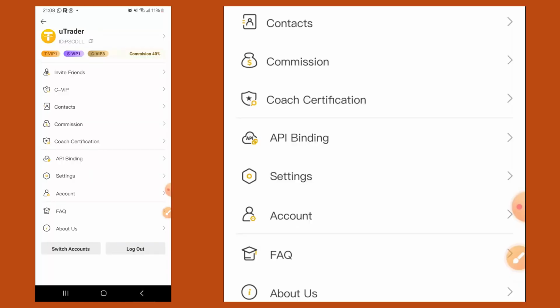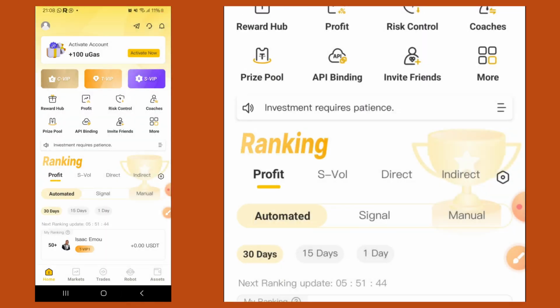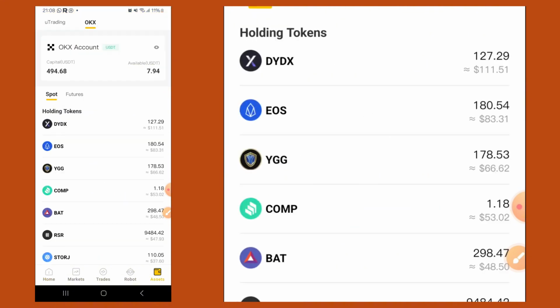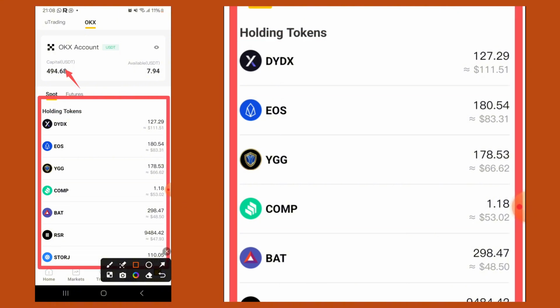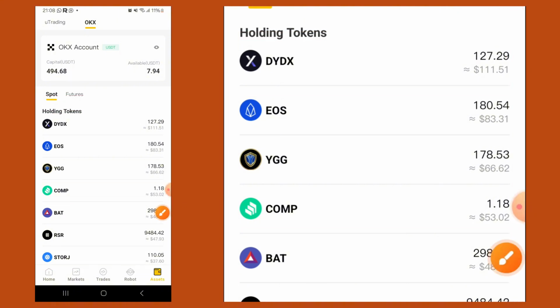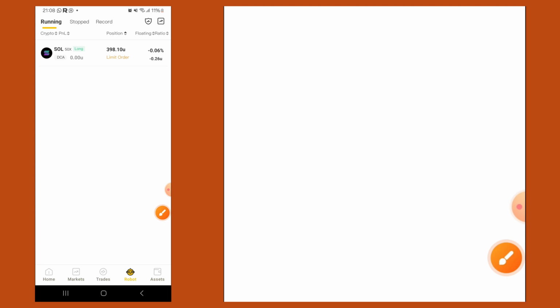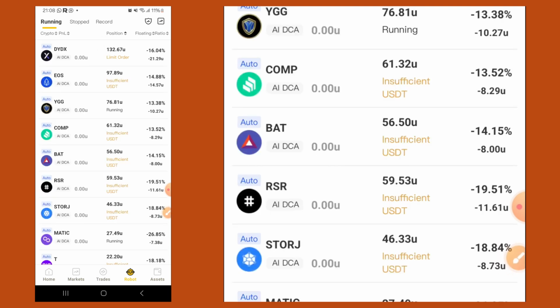Most people are in uTrading and they have failed to make money. If I click on assets, you can see that I have automated running, which is right here, and these are the running trades right here, as you can see. And maybe you need to see the robots. I need to refresh this, and you can see that. And other people ask me about this question. Let me also answer this question really well.